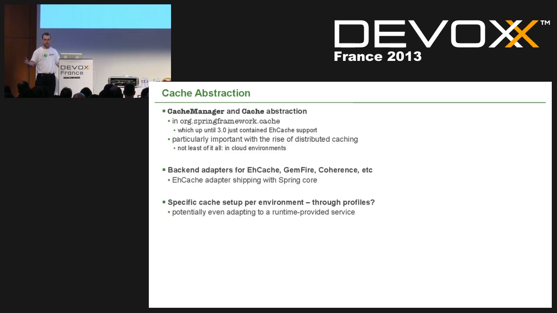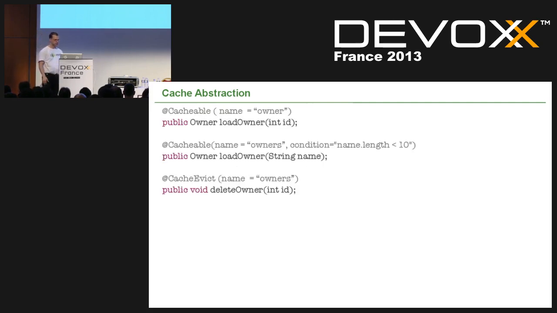And of course, it's very natural. Maybe in development, I just use a map. But then in production, I point to some big cache, using profiles. So here's how that looks. Okay, on several service methods, I have @Cacheable. The method gets invoked. The returned object is stored in the cache based on the key on the top.